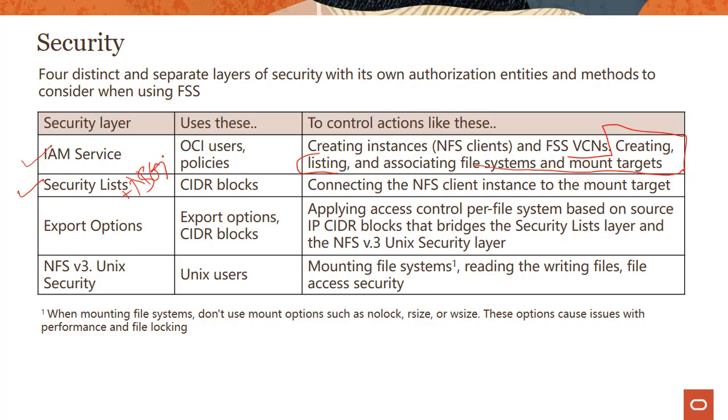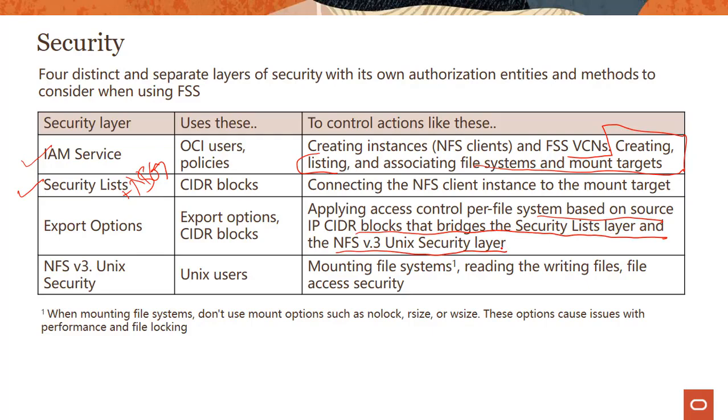There's also something called export options, which basically is applying access control per file system based on source IP CIDR blocks that bridges the security list layer and the NFS Unix security layer, right? And we'll talk more about what exactly we mean by that. It gives you that additional security layer which you could leverage.